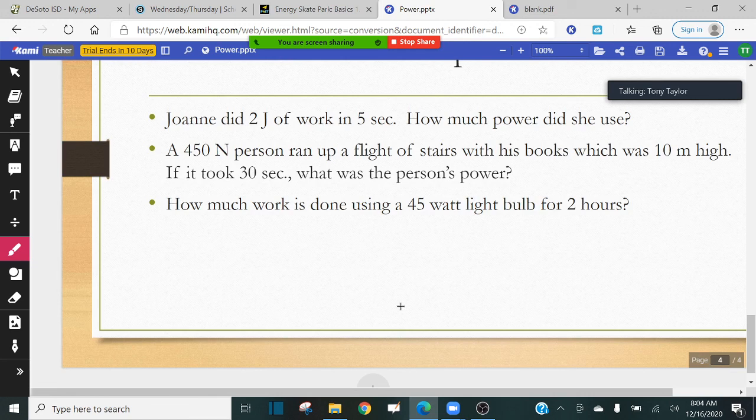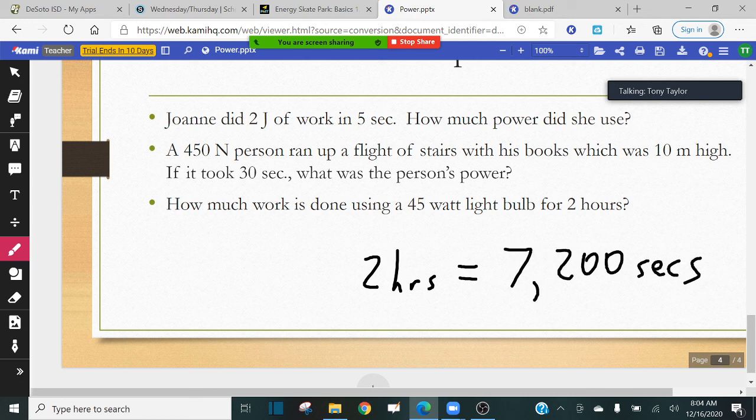Okay, last example we're going to do today. This example says, how much work is done using a 45-watt light bulb for 2 hours? Before we do this problem, first thing I want you guys to know is that 2 hours is equivalent to 7,200 seconds. So you have to convert hours to seconds first before you do your math here.